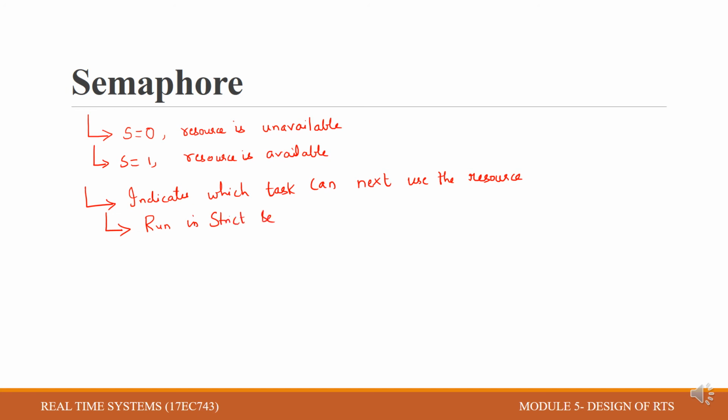So let's see one example where it uses transfer of control parameters by using semaphores. Basically we know the semaphore is a binary condition flag with two values. When s is equal to 1, it means that the resource is available and the task can proceed, and when s is equal to 0, it means that the resource is unavailable and the task has to wait. This is the basic information we know. Apart from this, it also gives one more piece of information, that it indicates which task to execute next, and hence we can tell that a semaphore is the one where tasks must run in a strict sequence.